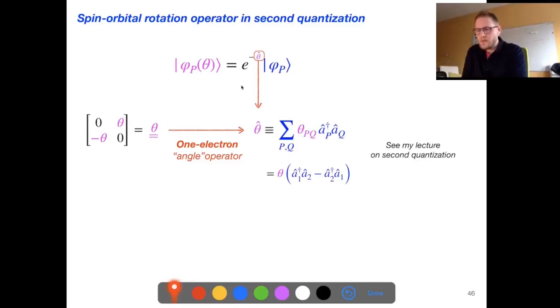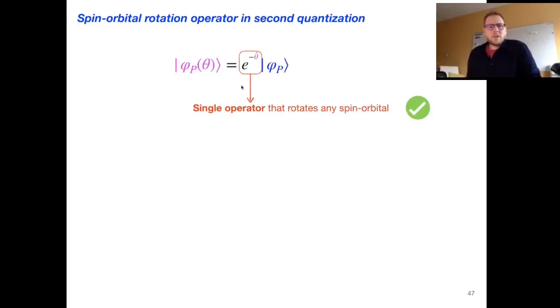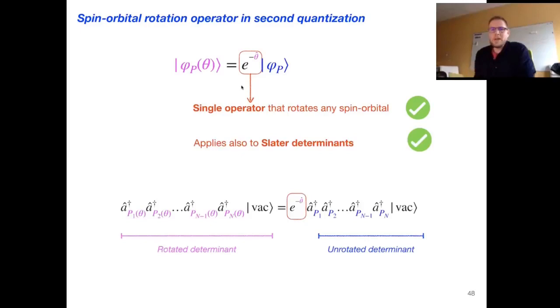If I take this very simple example of the rotation of two spin orbitals, I basically get this simple expression, and the angle theta is just there. So it's a very compact way of writing the rotation of spin orbitals. What is nice is that if you proceed that way, you can rotate with a single operator. This exponential minus theta hat is a single operator that will rotate all possible spin orbitals. So it's convenient, one operator rotates everything. What's really interesting is that the same operator also applies to Slater determinants. Actually, it works over the entire Fock space.